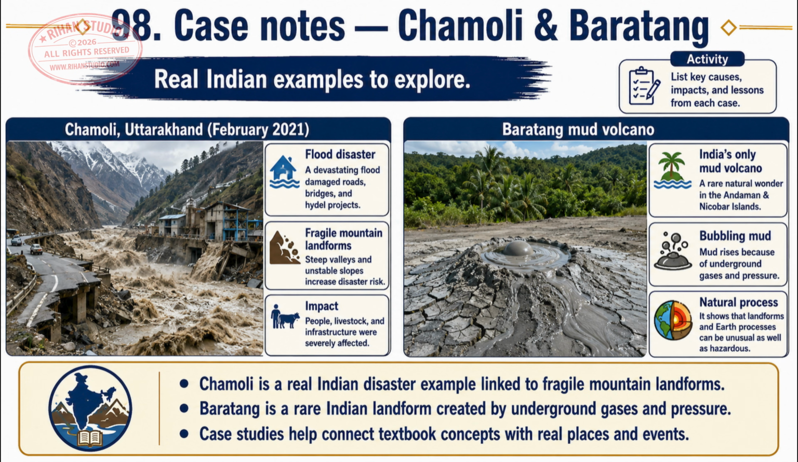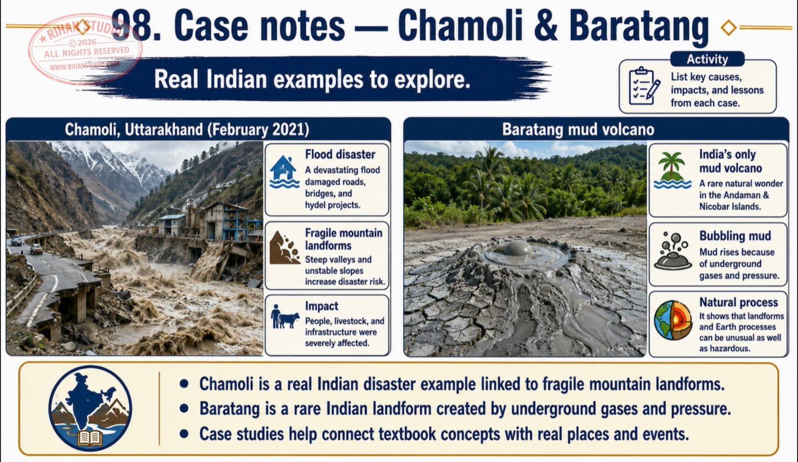Case notes: Chamoli and Baratang. Real Indian examples to explore. A devastating flood hit Chamoli, Uttarakhand in February 2021. Lives lost, roads, bridges, hydel projects damaged. Also, India's only mud volcano at Baratang, Andaman and Nicobar, bubbles mud from underground gases and pressure, a rare natural wonder.